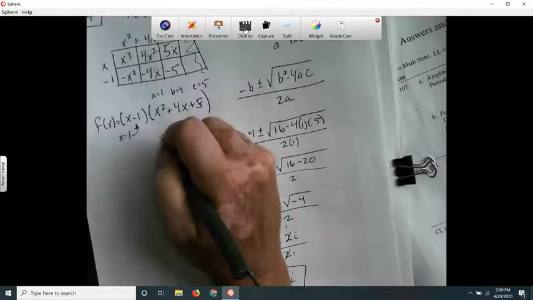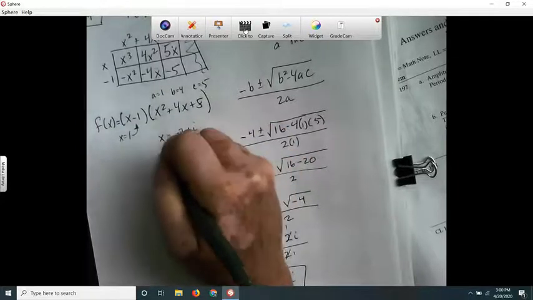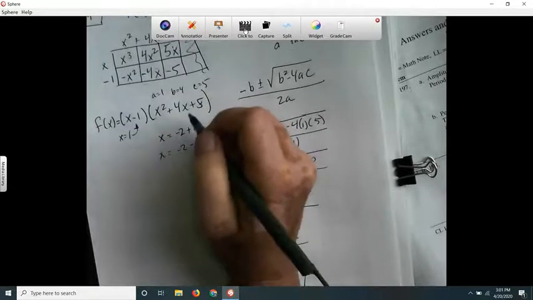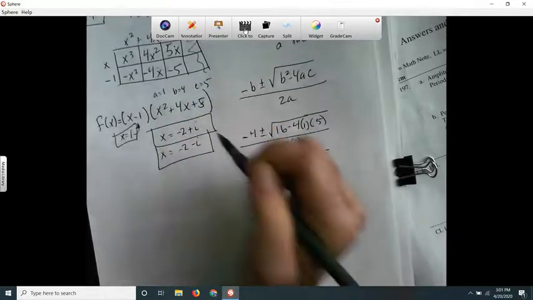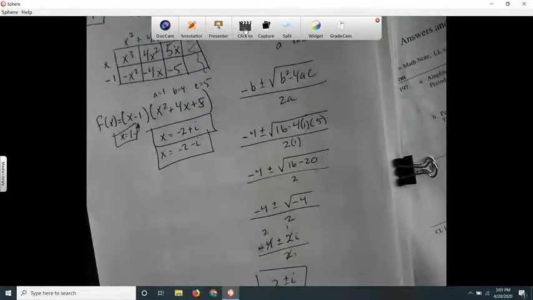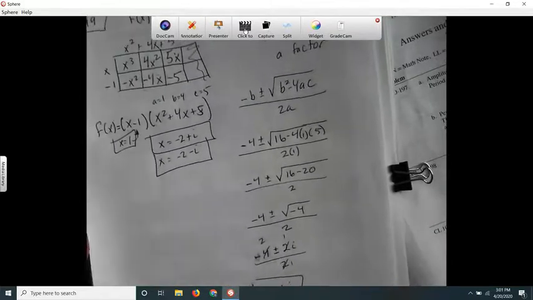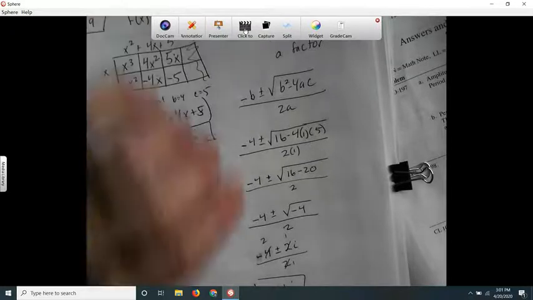So there's all the roots, or all the answers. Okay, you could just leave it as negative 2 plus or minus i if you like it that way, like that.